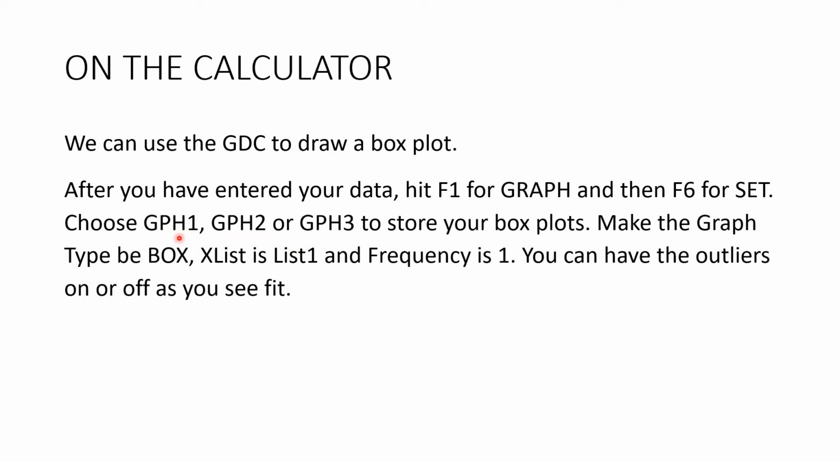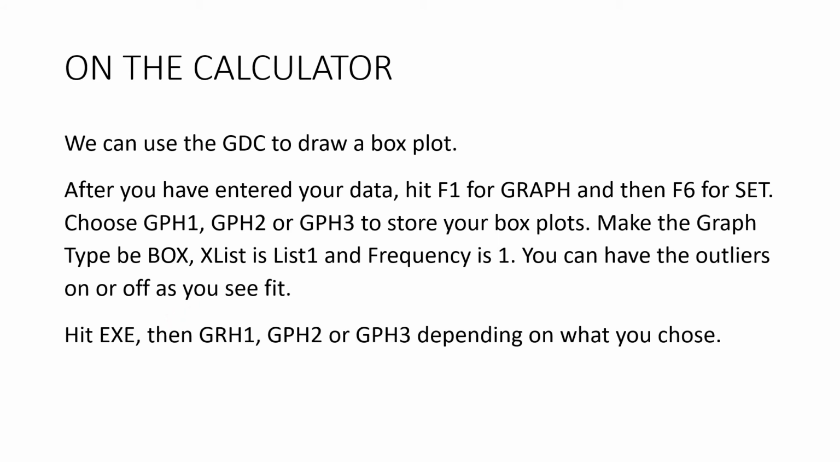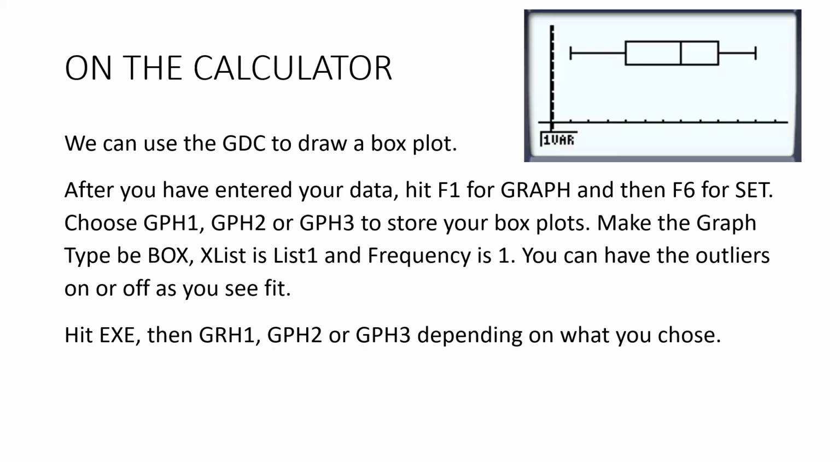So if you've already used graph 1 for your histogram, then choose graph 2. We hit F6 for set, and we find box for our box plot. Our X list is in list 1 and the frequency is going to be 1. You can have your outliers on or off as you see fit. Now we'll talk about that later. Then you hit XY and then you go into whichever graph it was that you chose, and this is what we will get.